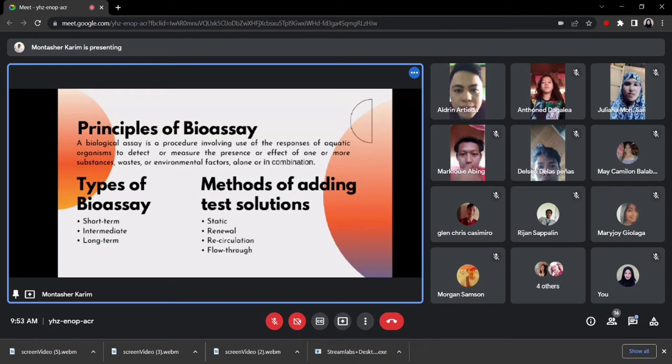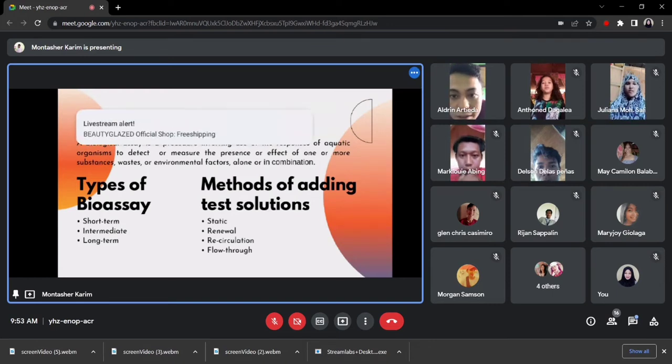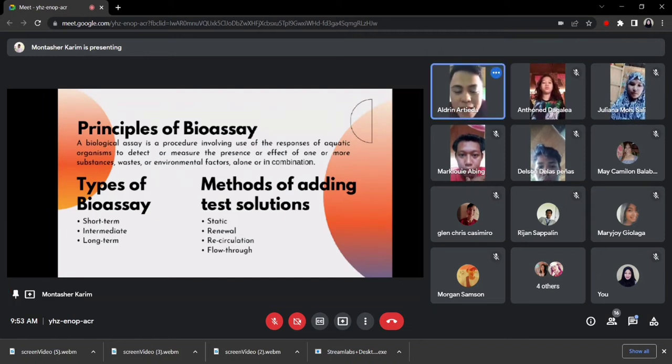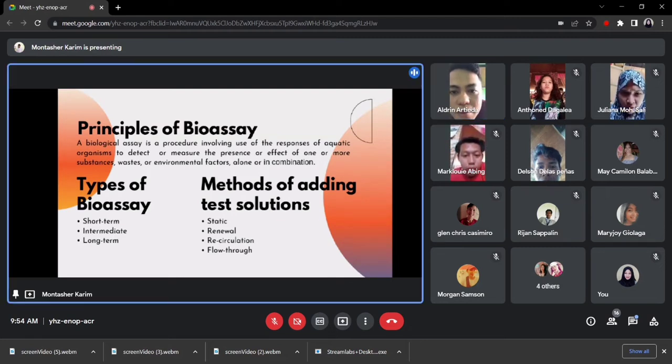Then, sir, three types of bioassay. Among the types of bioassay, which do you think is the best way to use? Maybe the long term, sir. Is that right?